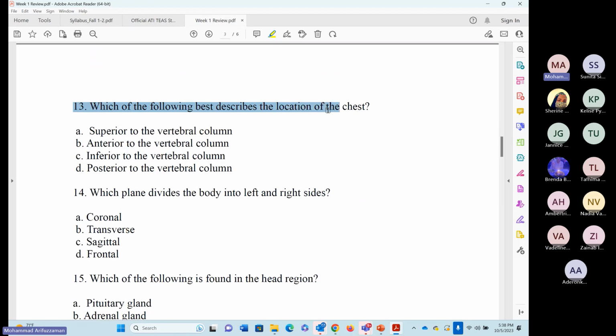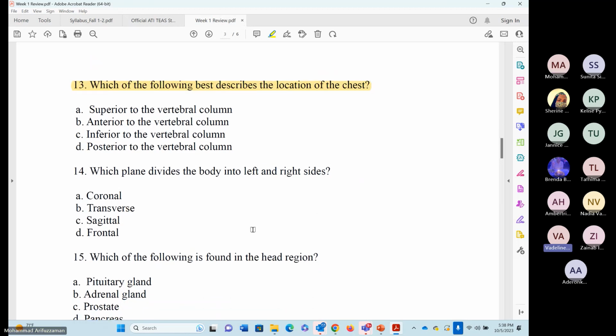Which of the following best describes the location of the chest? Superior to the vertebral column? Anterior to the vertebral column. Okay, anterior means front to the vertebral column. So this is the location of the chest.